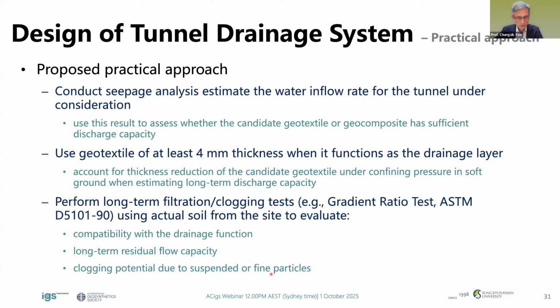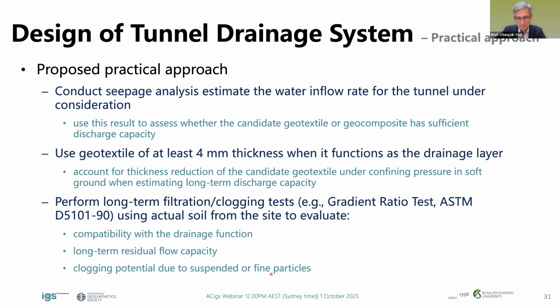Based on the result of the gradient ratio test, compatibility of the drainage layer with the soil can be checked. And also we can check the long-term residual flow capacity by checking the clogging potential due to the soil particles and so on. So this is a step-by-step procedure that can be done. Doing this is much better than doing nothing.